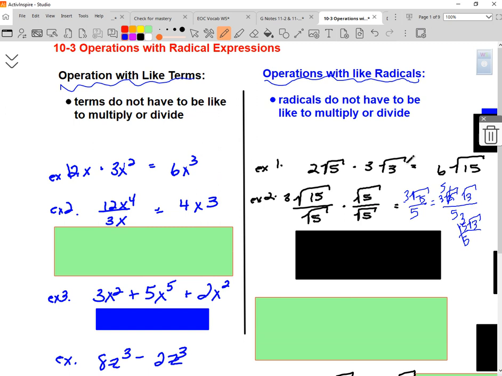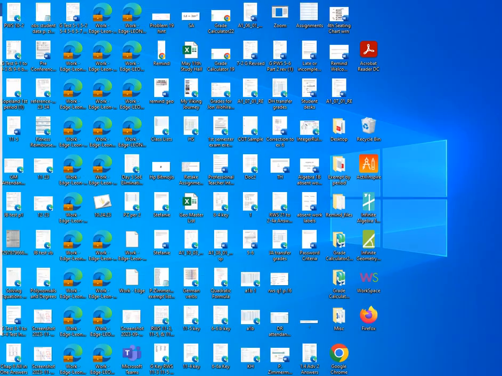The point is, maybe too long a time to make this point, but the point is, it doesn't matter that these are not the same. It doesn't matter that these are not like terms, right? However, when you're adding and subtracting them, they do have to be alike, whether it's like terms or radicals.